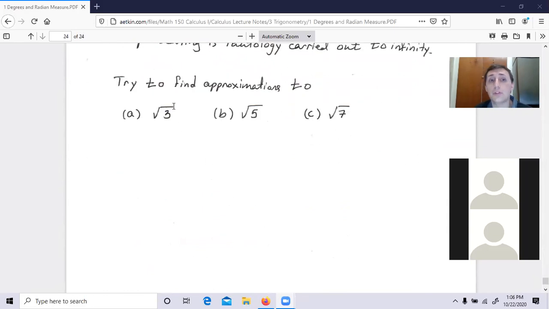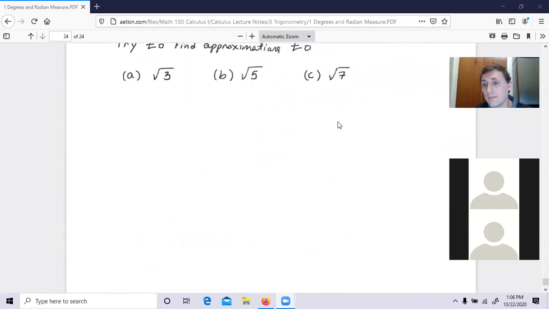So then I want you to try to see if you can estimate root of 3, root of 5, and root of 7.